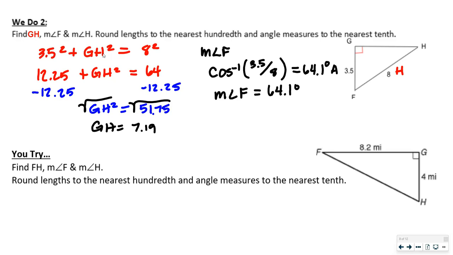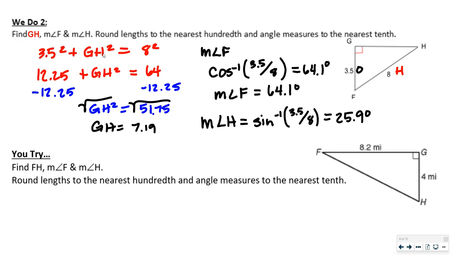Now I'm going to find the measure of angle H. For the measure of angle H, this now becomes opposite, doesn't it? Isn't this now our opposite right here and hypotenuse? So this is going to be sine, right? So that's going to be equal to the inverse sine of the same values, 3.5 over 8. When I put that in the calculator, it equals 25.9 degrees. Now, I could have just taken that first angle, 64.1, and done 90 minus 64.1, but I like double checking myself, so that's why I did it the other way, okay? So 25.9 degrees is what it would have been.